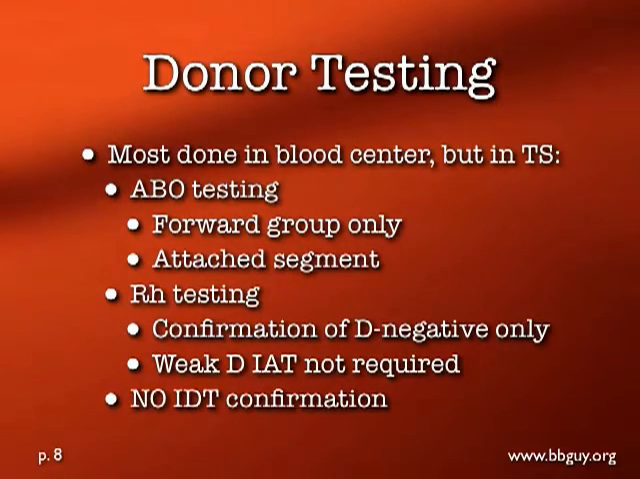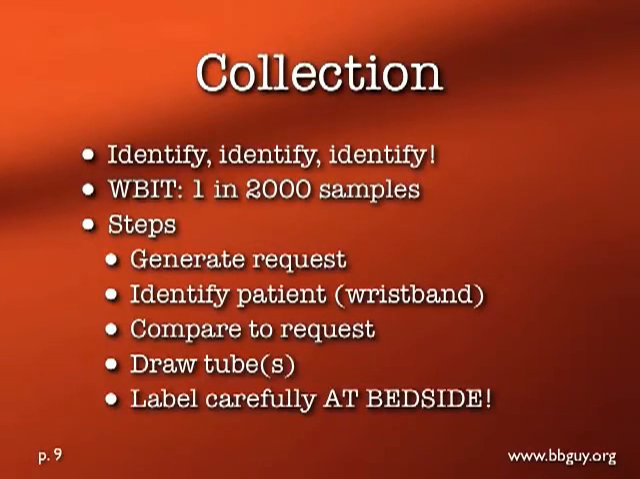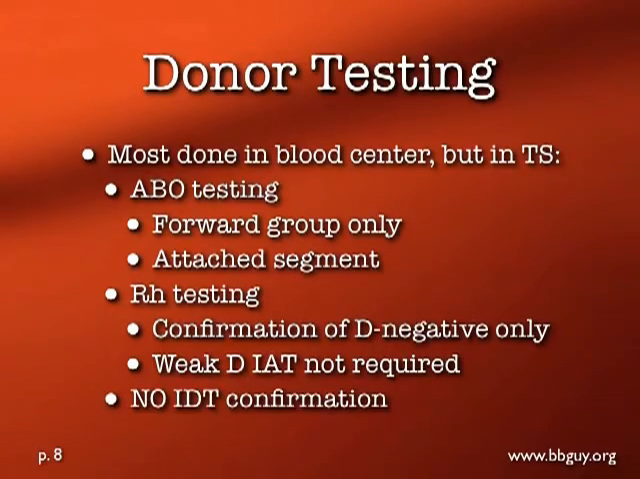We have to do ABO testing, and you only have to do the forward group. So you only have to do the forward group when you're doing the reconfirmation. Basically, just making sure that the way that the product is labeled is what's appropriate. RH testing, you only have to confirm those that are labeled as D negative. You don't have to do a weak D test that we've talked about before, and we'll talk about again in a minute. And also, you don't have to redo all your confirmation of your infectious disease test.